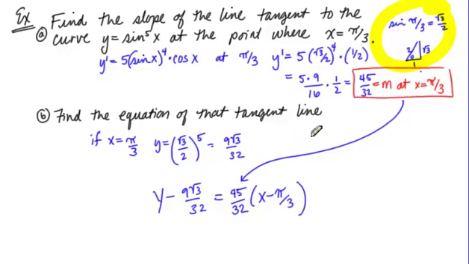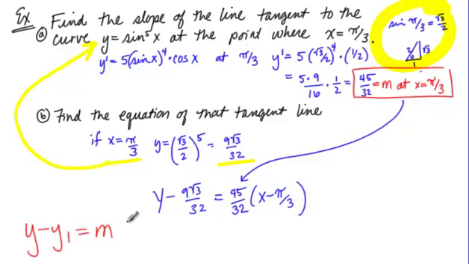Next thing you need is an x and a y. So they give you the x. If x is pi over 3, we just need to plug that x value all the way back into our original equation to get the y value. And the y value here is 9 square roots of 3 over 32. Remember, when you write the equation of your line, always write the equation in point slope form. So that's y minus y sub 1 equals m times the quantity x minus x sub 1.